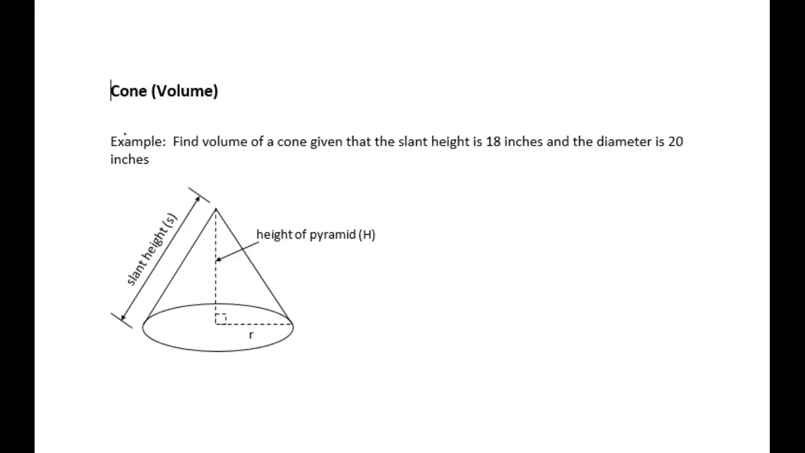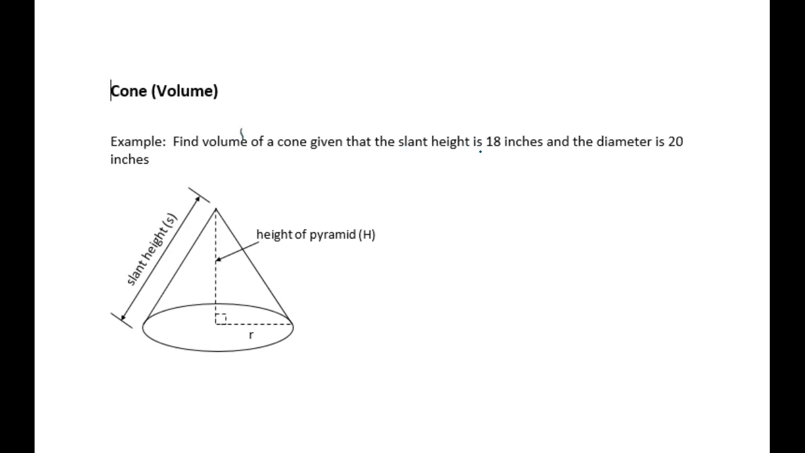So in this example, we would like to find the volume of the following cone, given that the slant height is 18 inches and the diameter is 20 inches. So again, thinking about what our units are, they're both in inches, but let's draw it on our diagram so that we know what things represent.